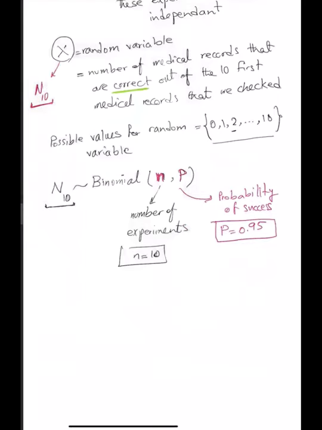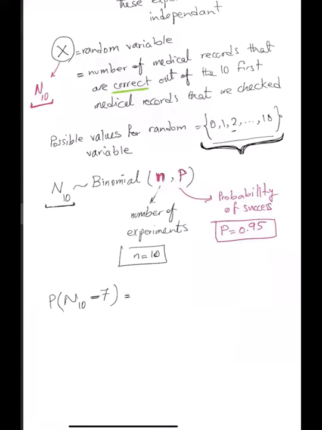So here, part A asks me: what is the probability that 7 out of the first 10 medical records are correct? So the probability that this random variable, which I denote by n10 or anything that you want, takes the value of 7. Out of all the possible values from 0 to 10, I want to know the probability that it gets the value of 7.